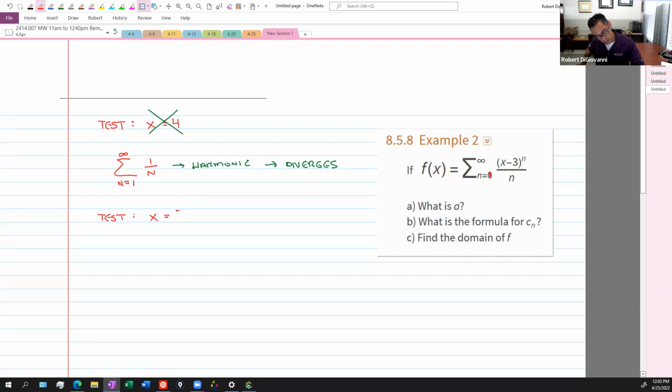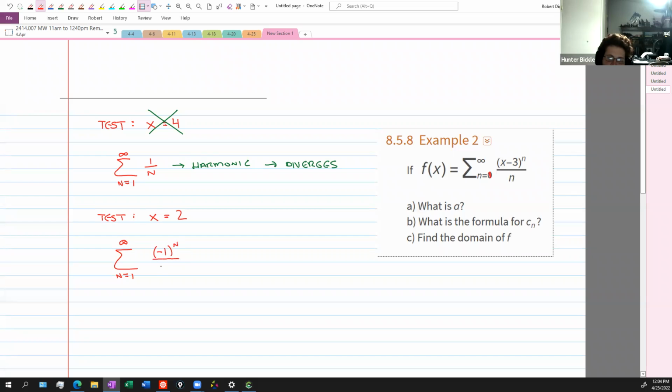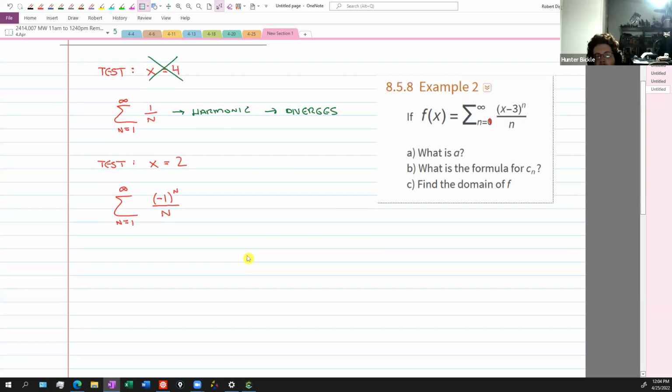x equals 2. Now, if I plug in 2 into that series, something different happens. Do y'all see what happens if I plug in 2? 2 take away 3 is -1. That doesn't go away. -1 to the n over n. What's that? It's not harmonic. Harmonics don't alternate. Harmonic series is linear over constant without any alternating.